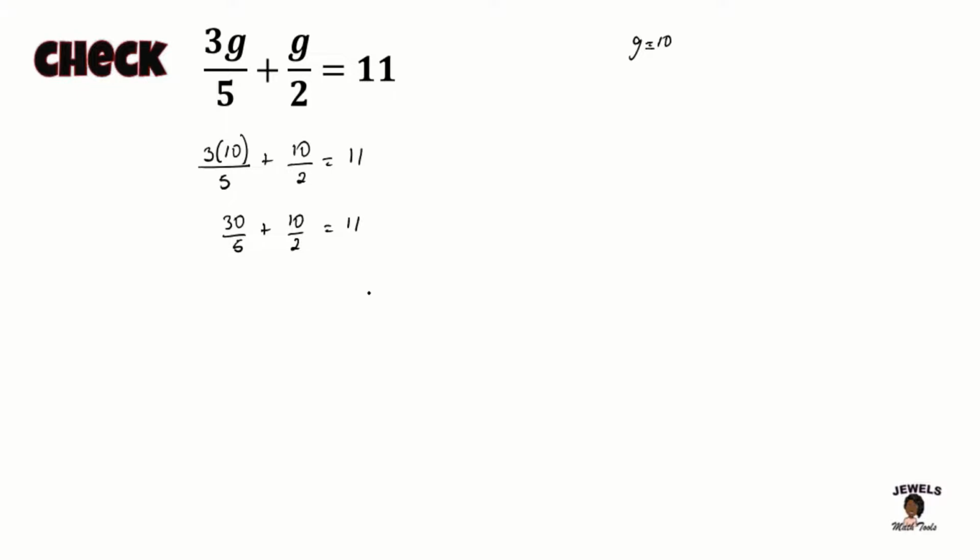And for this method, usually I would find the LCD, but I'm going to work a little differently. I'm going to simplify my fractions. So 5 divided by 5 is 1. 30 divided by 5 will equal 6. So I now have 6. 2 divided into 2 is 1. And when 2 divides into 10, that's equal to 5. So I know that 6 plus 5 is equal to 11. So when both sides of our equation are equal to the same thing, that means that my g equals 10 is the correct answer for our equation.